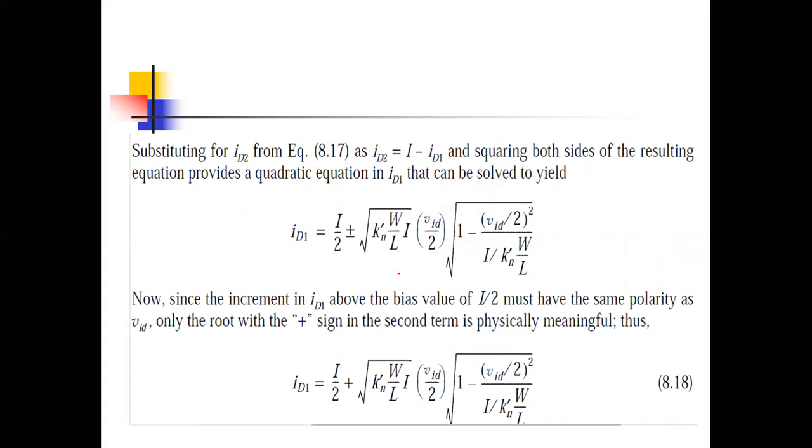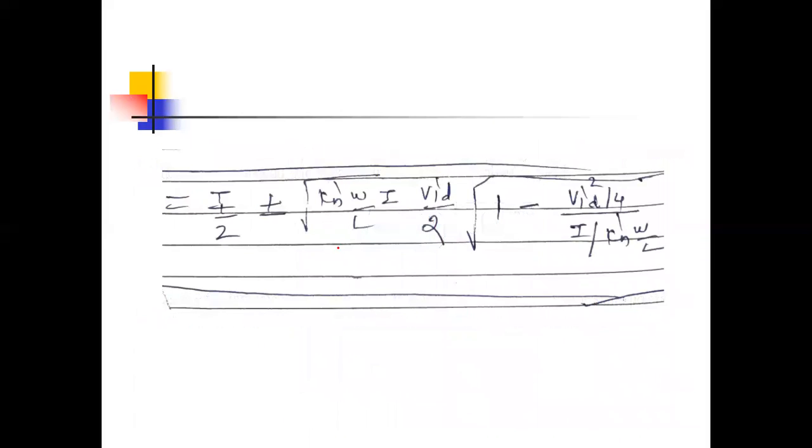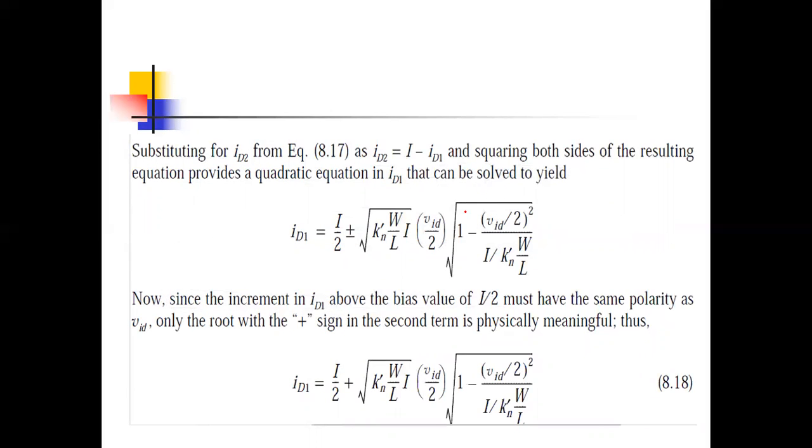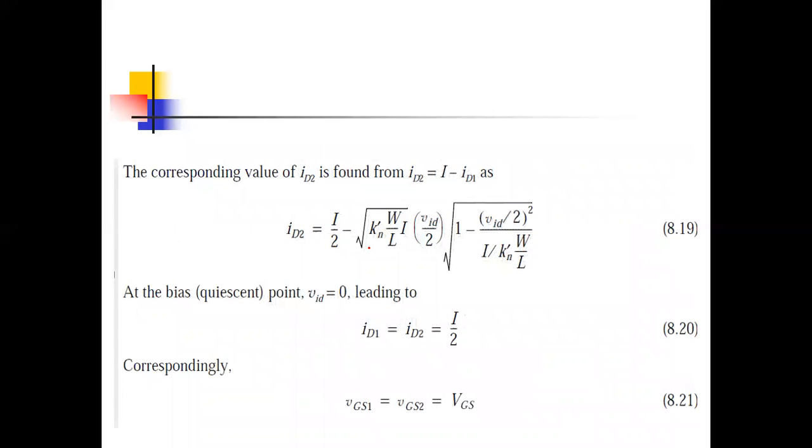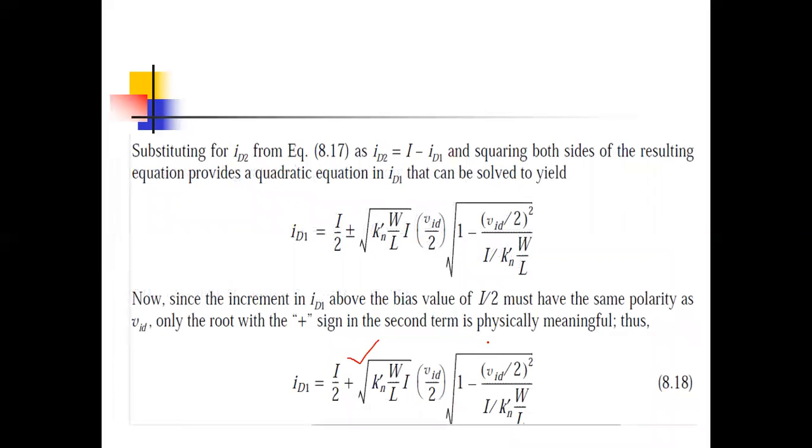So in the book directly they have put this equation. So I have solved this equation for you. You solve it yourself and verify your result. Okay. So this is your id1. Okay, now since the increment in id1 above the bias current of I by 2 must have the same polarity as vid, only the root with plus sign in the second term is meaningful. In short, if there are two currents, so if the first current is plus, then the second current will be minus. So id2 should be minus, and everything else will be the same.